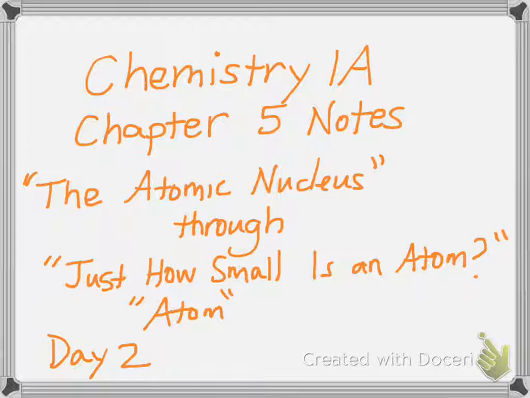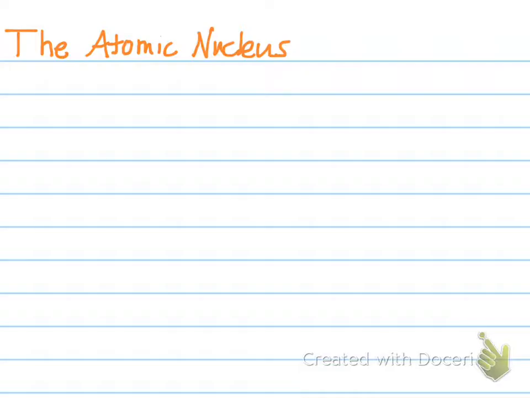We're going to start at the atomic nucleus on your outline and go through and finish the atom. So again, you should have your outline out and in front of you, and be ready to take notes. So starting with the atomic nucleus.